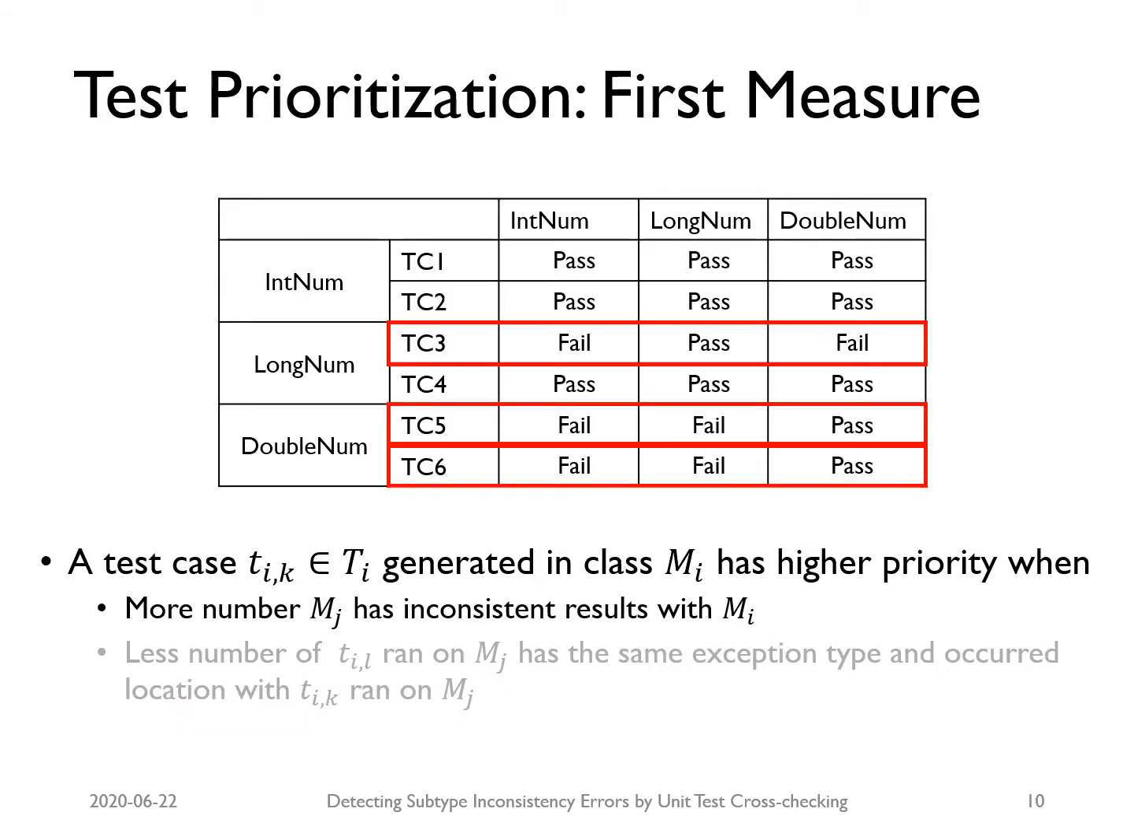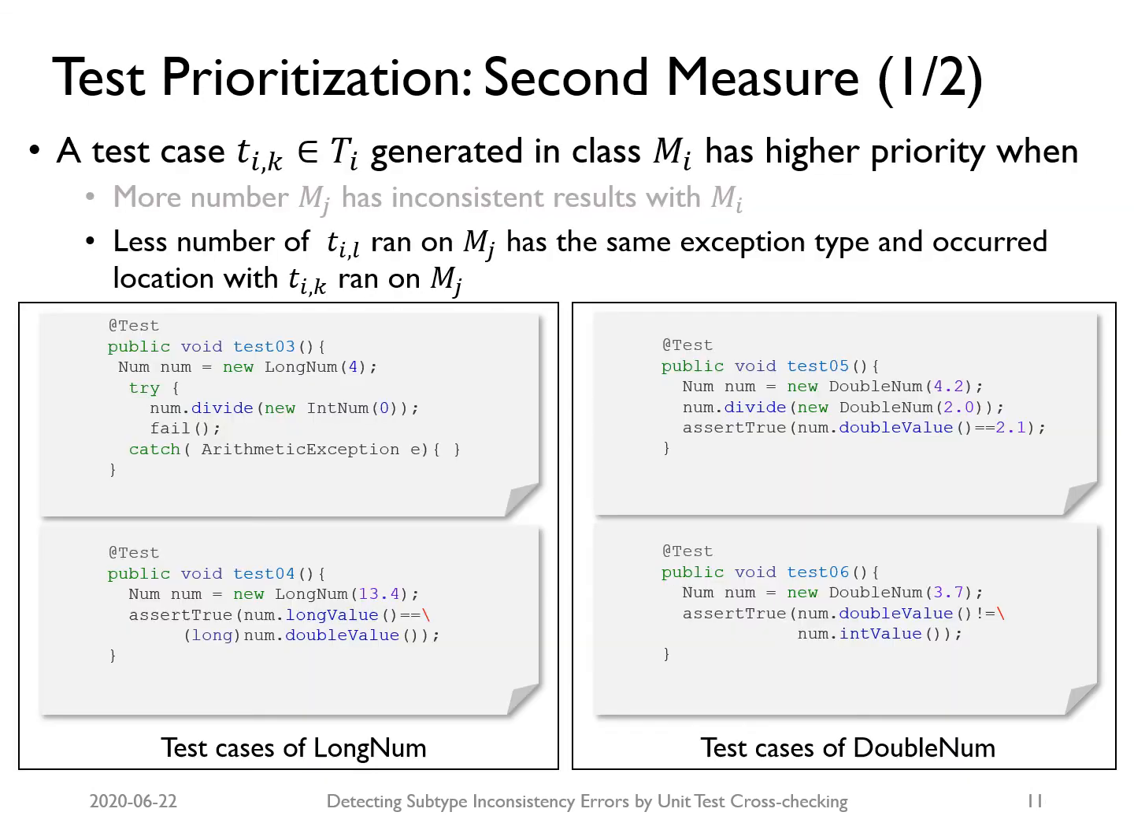We will see how the test cases are prioritized using an example. The table shows the result of generated test cases on each of the child classes. With the first priority measure, the test cases that showed inconsistent results the most are test 3, test 5, and test 6, because in two of the sibling classes, the results are inconsistent. Before computing the second priority measure, we will look at the source code of the four tests.